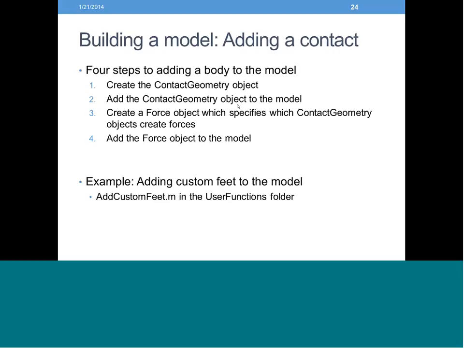For example, there are two types built in OpenSim, a Hunt-Crossley object or an elastic foundation force. And you specify which contact geometries will actually create those forces. Lastly, you add the force object to the model. The example of adding custom feet to our model is the add custom feet.m script file in the user functions folder.